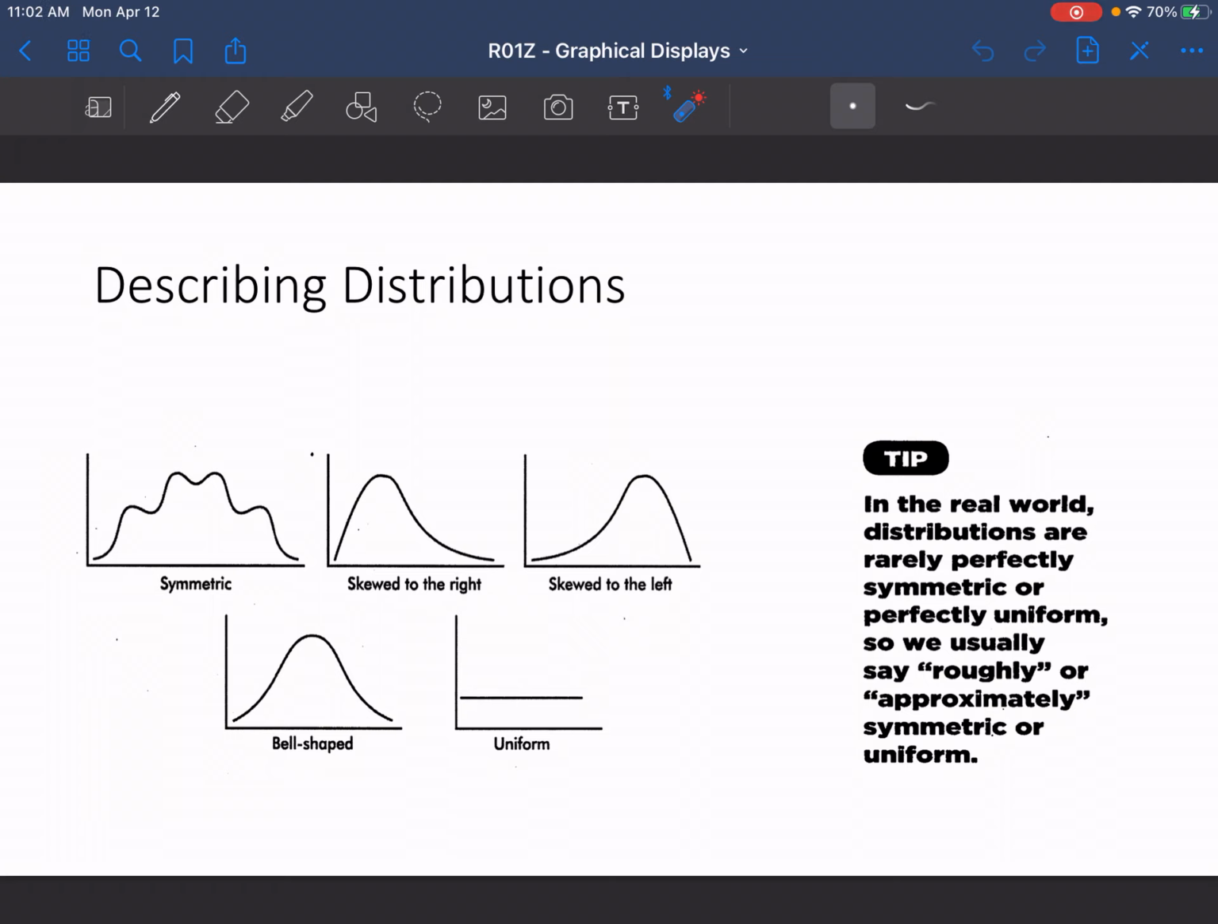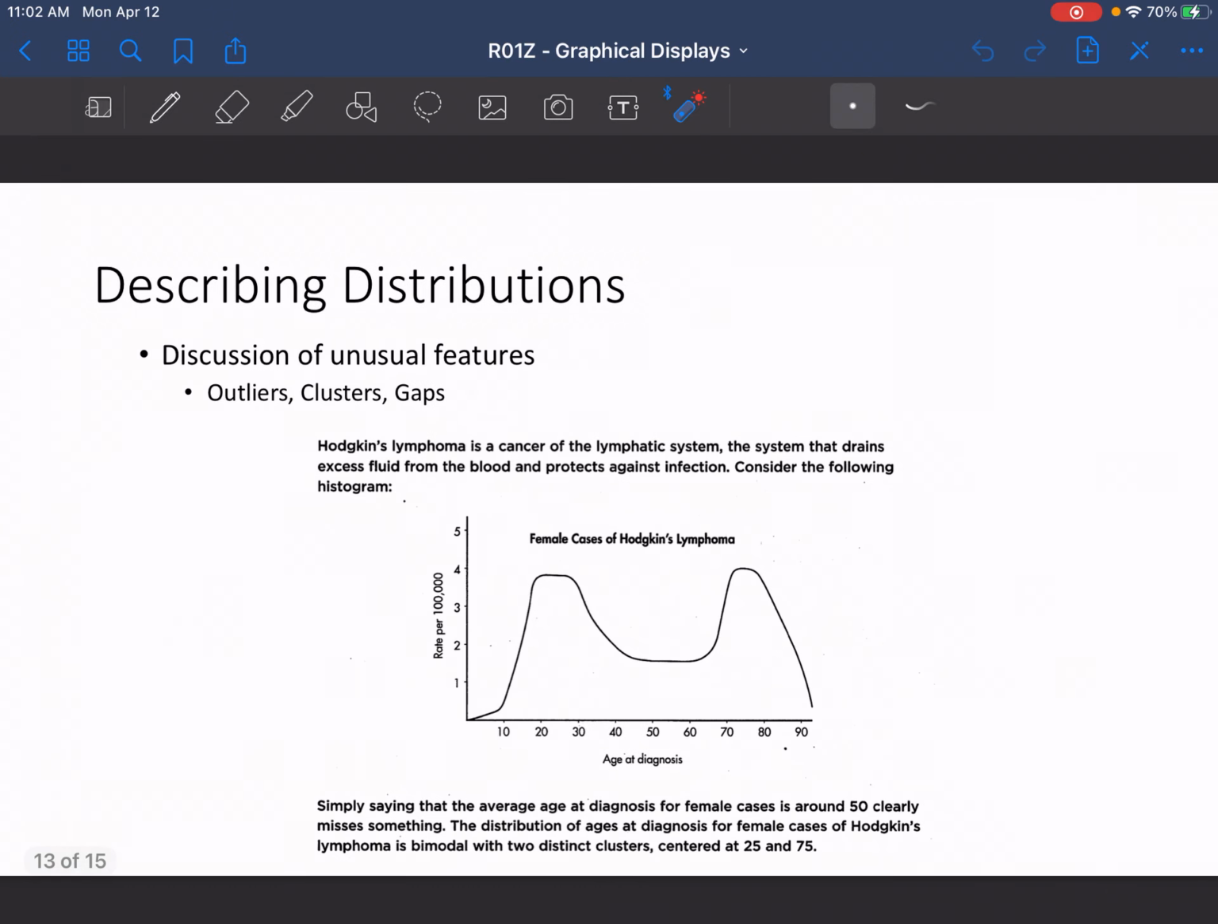That's representing a skewed to the right shape. Skewed to the left is the exact opposite, where most of our data is on the right, but we have some outliers here on the left that force the distribution to be skewed. So that would be skewed to the left, and then uniform would look something just like a straight line across.